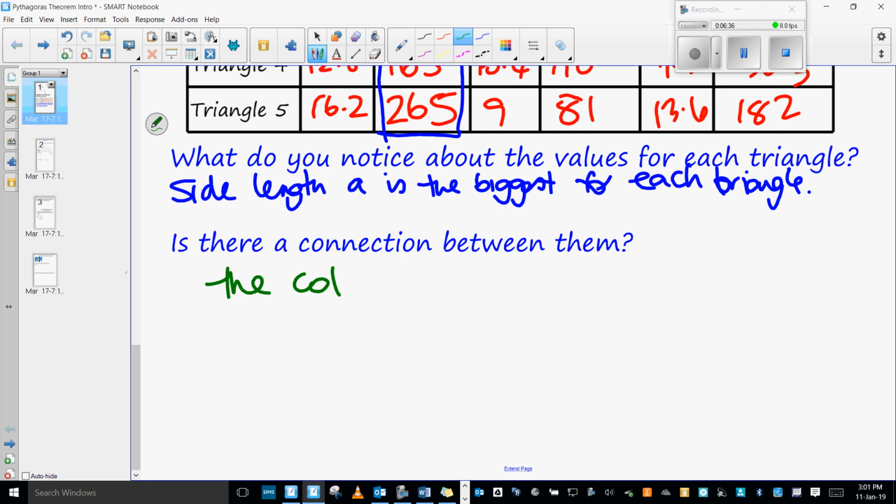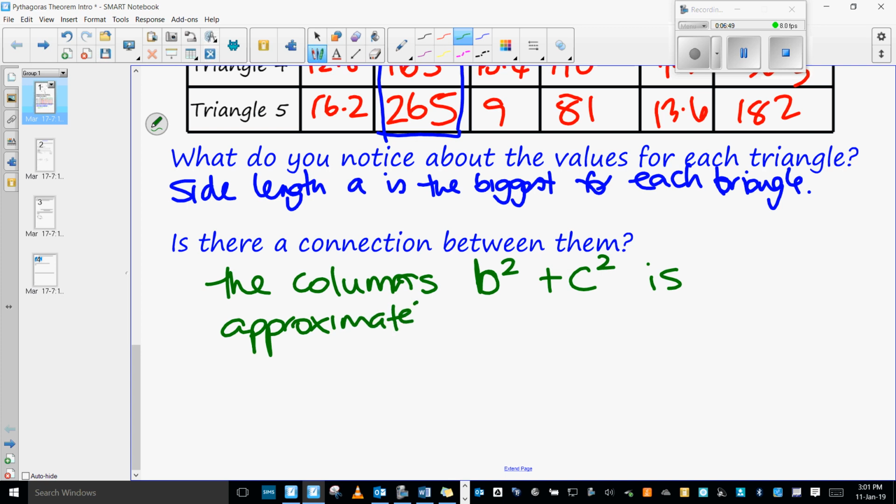The column b squared plus c squared is approximately equal to a squared.